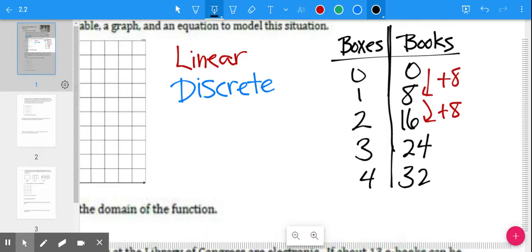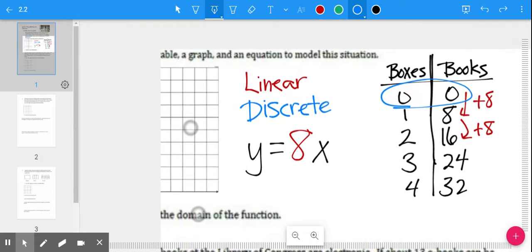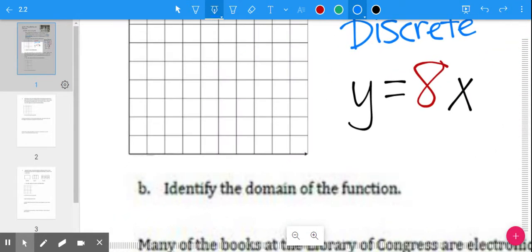So now we need an equation. So we have y equals mx plus b, for m for how it's moving, your rate of change, and b for where it begins. So your rate of change in this one is that plus 8 that's happening. And your beginning amount is 0. So we don't have to add 0 onto the end because it's not going to change anything. So when we go to graph this on the x-axis, we're going to put our boxes, and on the y-axis, we're going to put our books.